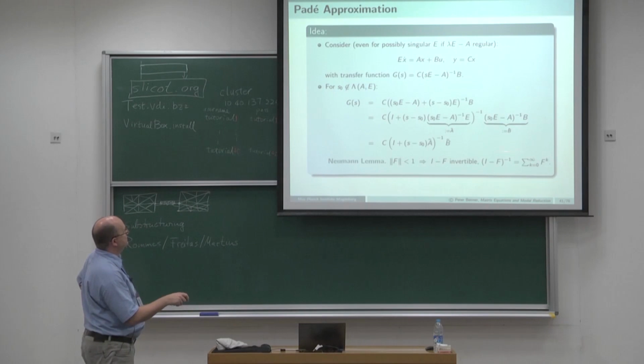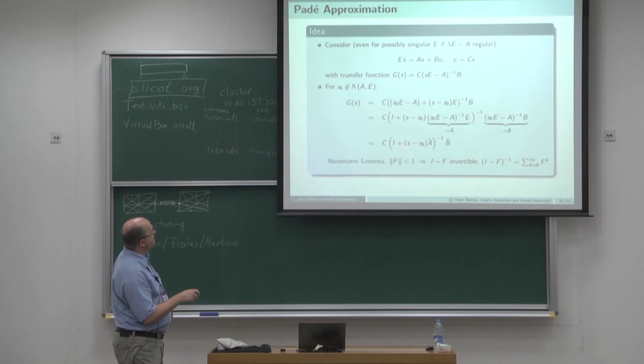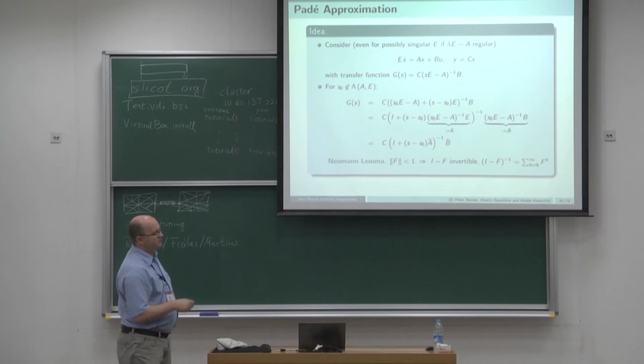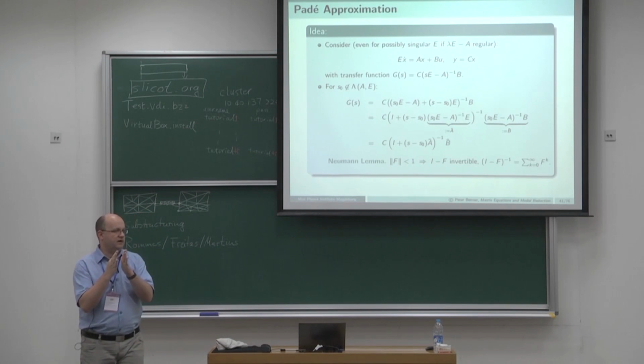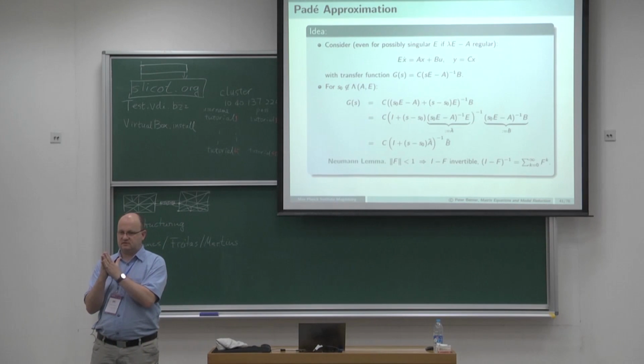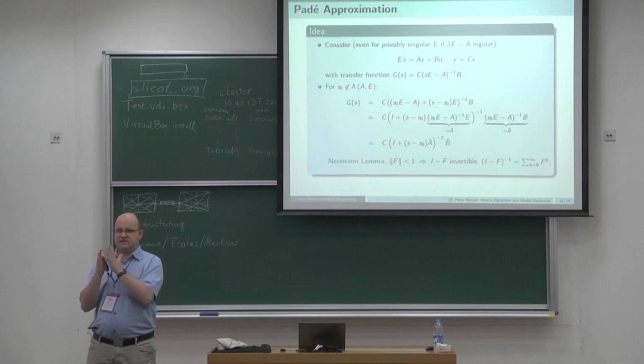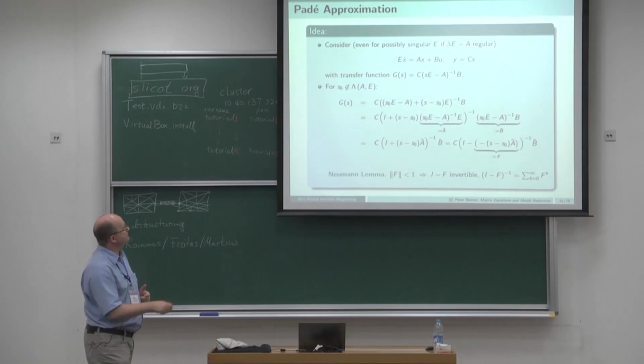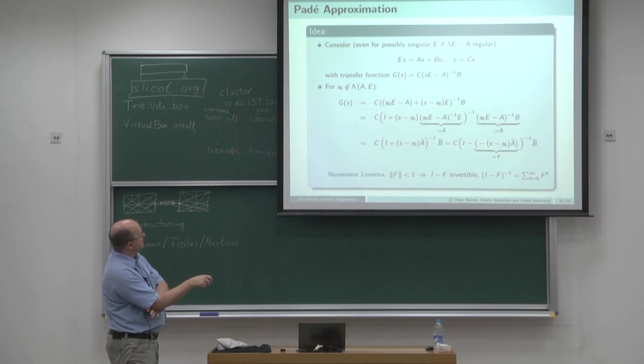So this is now applicable here in case S is close enough to S0. If S is close enough to S0, this term here will be in norm smaller than 1, no matter what the norm of A0 tilde is. If you get closer and closer, at some point you drop below the norm of 1. So in order to get the signs right, you have to write it in this way, then interpret this matrix as F, and then we apply the Neumann lemma.